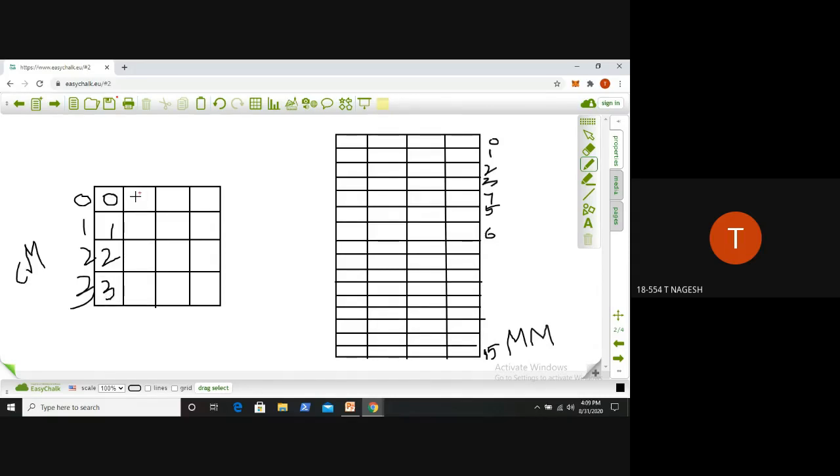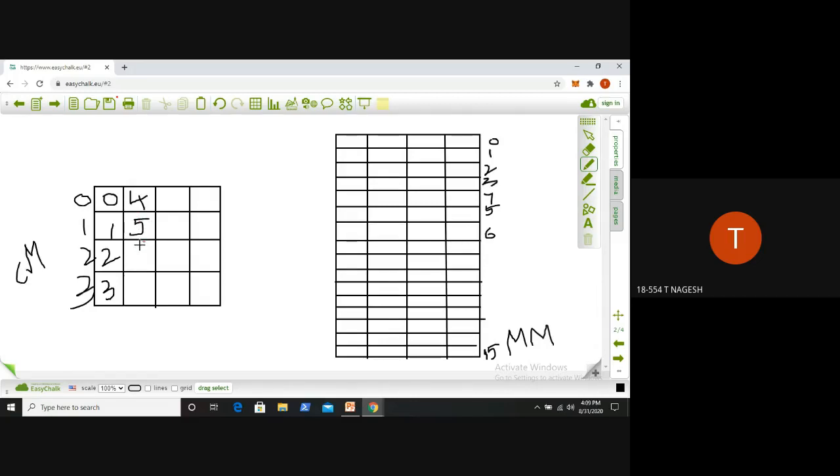When it comes to block 4, it will reside again in cache line number 0, because block number 4 modulo 4 will give me 0. So I'm writing block number 4 in this cache. If you continue doing this, you'll get it like this.